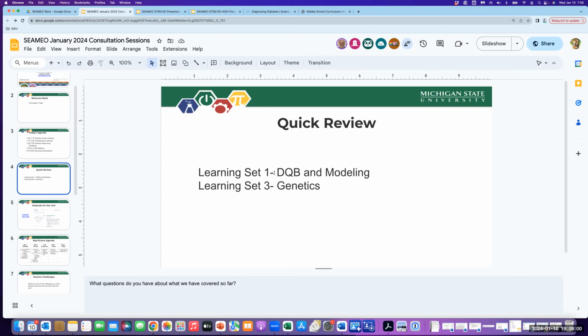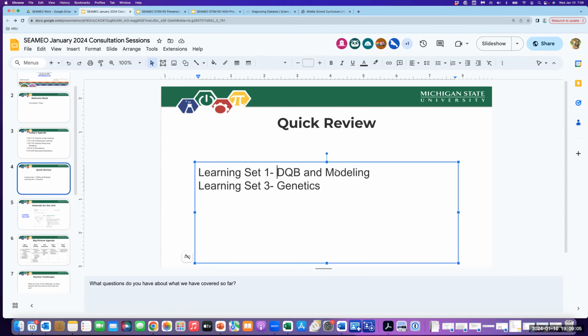So if that sounds okay, I'd like us to think about what we discussed from the last two sessions. We talked about learning set 1 of the diabetes unit, specifically the driving question board and modeling. And for learning set 3, we skipped learning set 2. We'll talk about some of those pieces in a moment. And then learning set 3, we talked about genetics. So I just wanted us to talk about what were some of the things that stood out to you from learning set 1, which was the driving question board and the modeling.